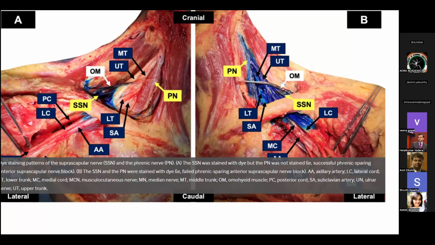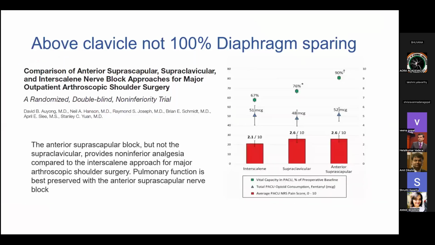The pathway by which the phrenic nerve gets involved: the dye was tracking along the posterior sheath, the dorsal aspect of the brachial trunk, and it spilled over to the phrenic nerve. Based on the studies, we limit the supraclavicular anterior approach to 4 to 5 ml.